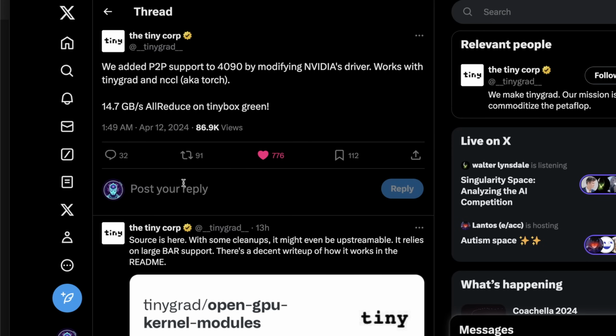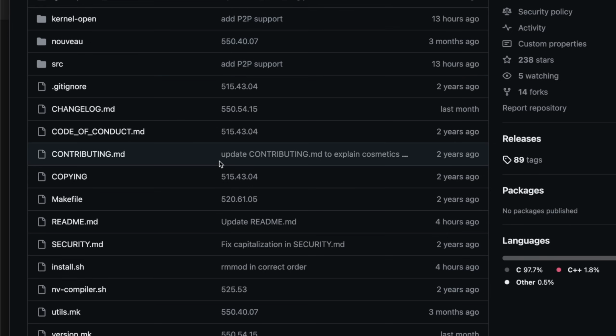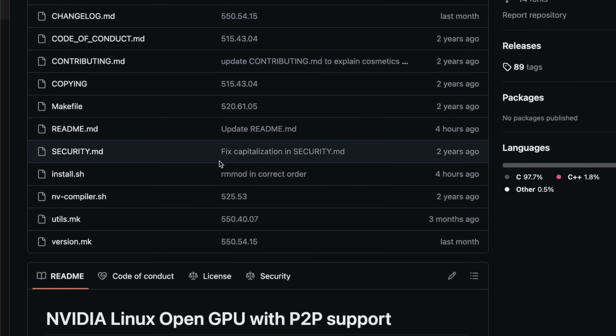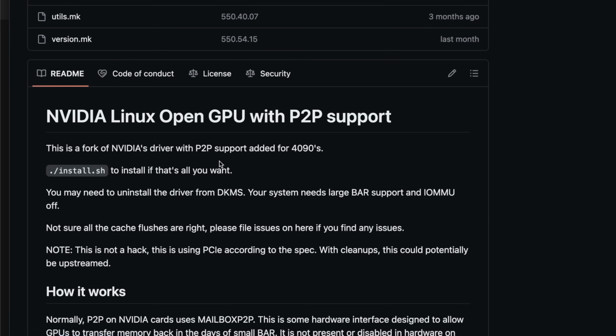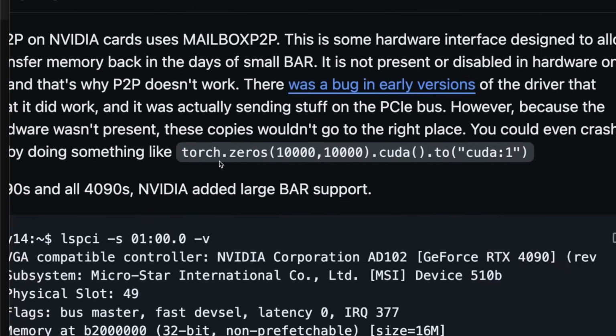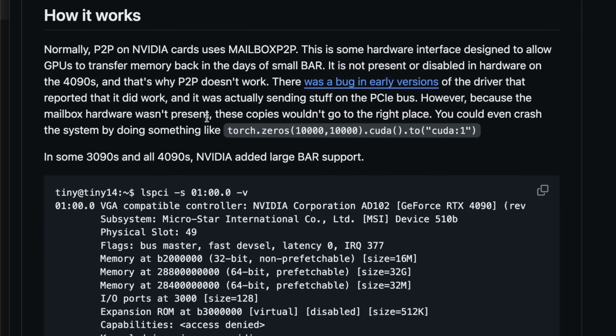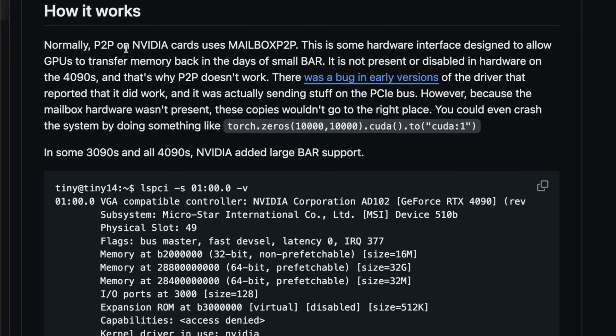But how did TinyCorp actually figure this out? So obviously, I'm not going to get too far into the weeds since I'm a software engineer and a lot of you might not be as technical. But what's interesting is there's actually a pretty great write-up of how they came across this. So they say here that normally P2P on NVIDIA cards uses mailbox P2P, which is basically a protocol developed by NVIDIA that talks between GPUs directly, allowing them to dump GPU RAM into another GPU without actually going through system RAM. There is some hardware interface designed to allow GPUs to transfer memory back in the days of small BAR. It's not present or disabled in hardware on the 4090s, and that's why P2P doesn't work.